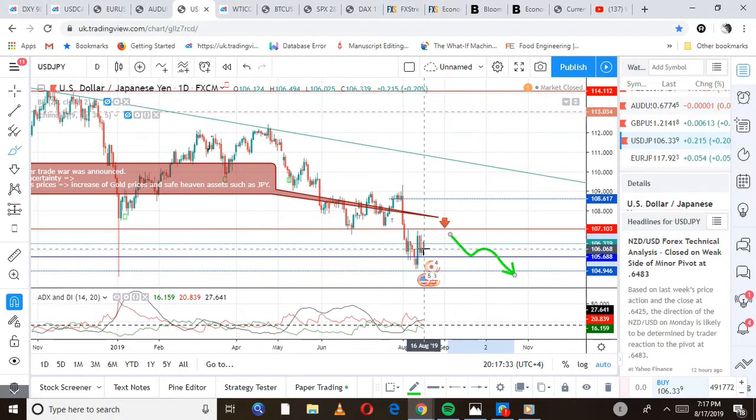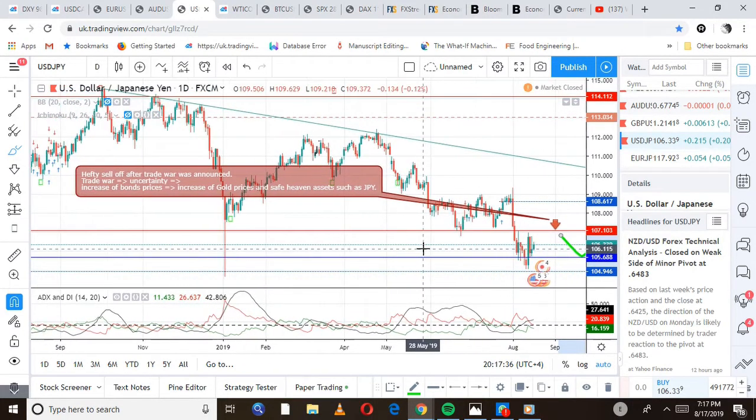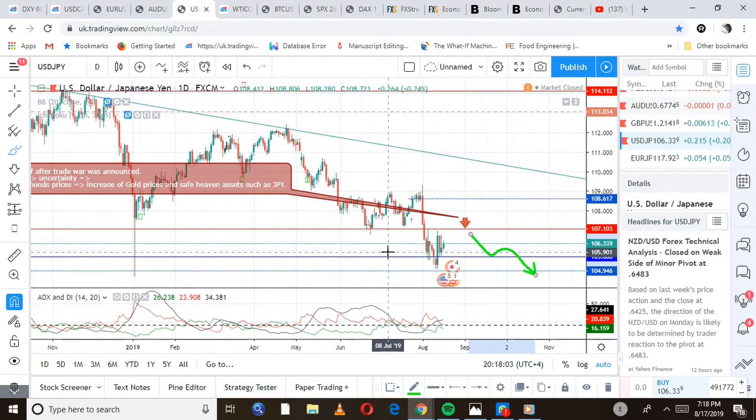Why? Because you have a very strong trade war happening, and the trade war creates uncertainty that increases bond prices, hence increasing gold prices and safe haven assets such as JPY. Remember, Japan is the biggest holder of US Treasury bonds. So it gives the currency some sort of hedge in terms of trading, because it's a safe haven asset. So considering that, you should expect weakness on the dollar and, at the same time, much strength on the Japanese yen. That creates a lot of certainty on that further sell off of USD JPY.